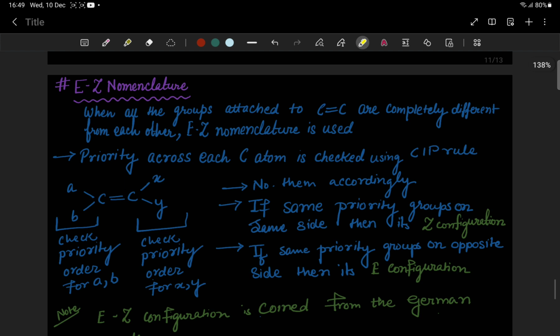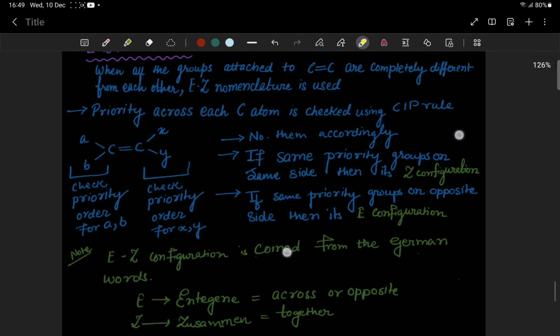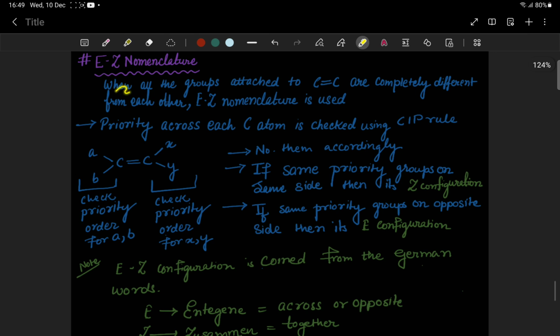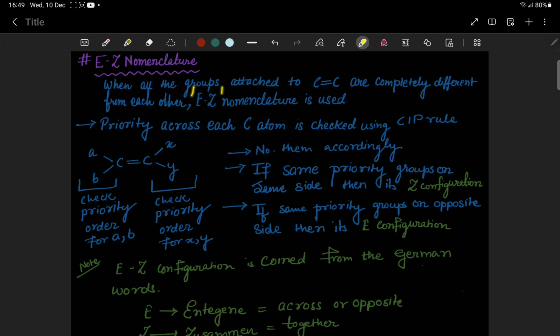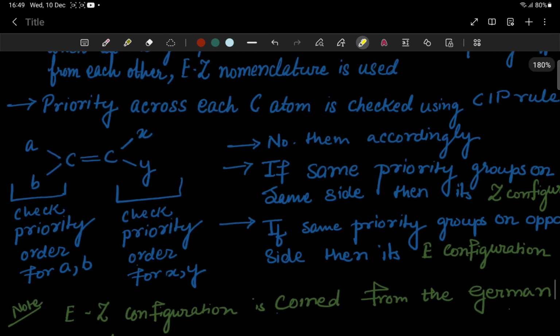Now come to the EZ nomenclature. When all the groups attached to the C double bond C are completely different from each other, then it is EZ nomenclature that we usually use. The priority across the carbon atoms is checked using the CIP rule. I hope you remember the CIP rule. Here I am not going to repeat the rules; I taught you in the previous lecture. Go through those lectures and you will recall it. Next, we are having carbon, carbon. How will you specify the priority?